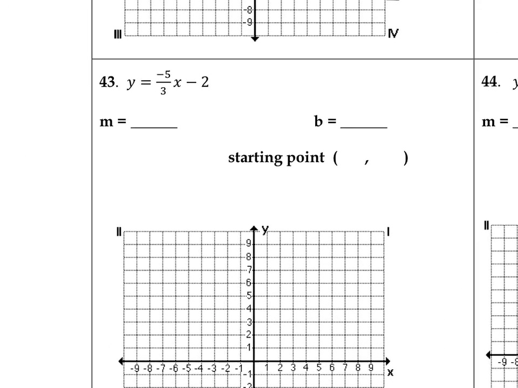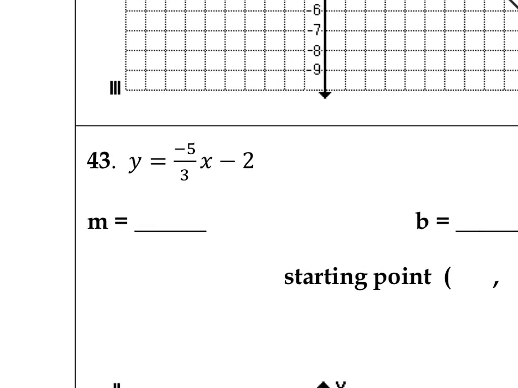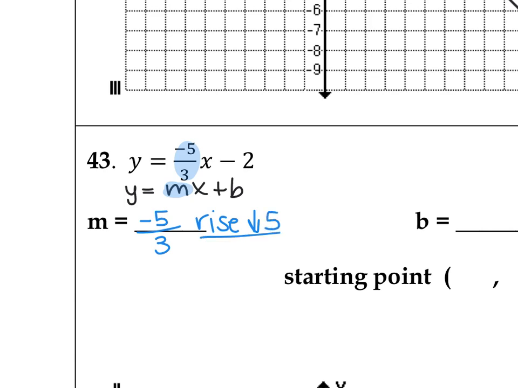Alright, the next one here, we have y equals -5/3 x minus 2. So y equals mx plus b. Looks like it lines up, so I'm going to identify my m, which is the number in front of the x, and that is -5/3. So our rise is down 5, and our run is positive, so that's going to be to the right 3.